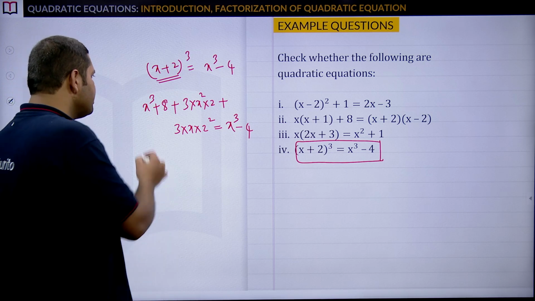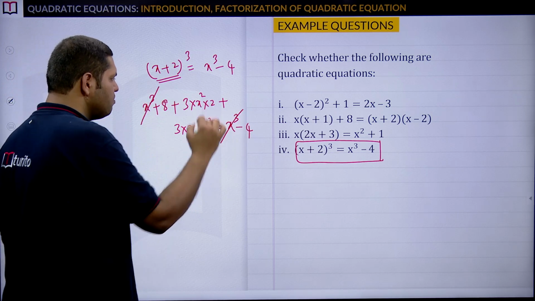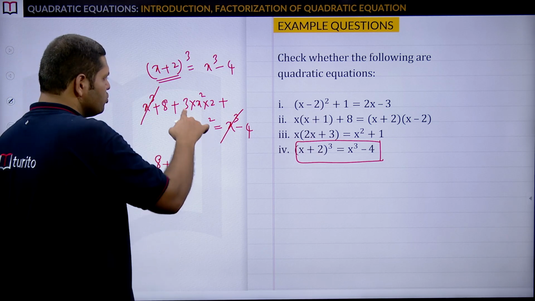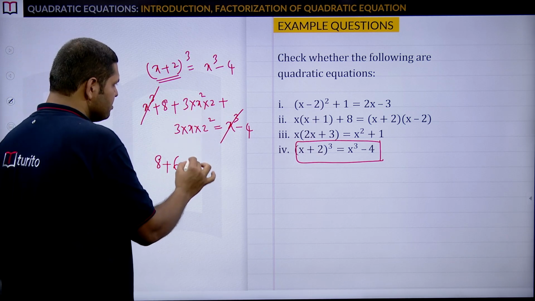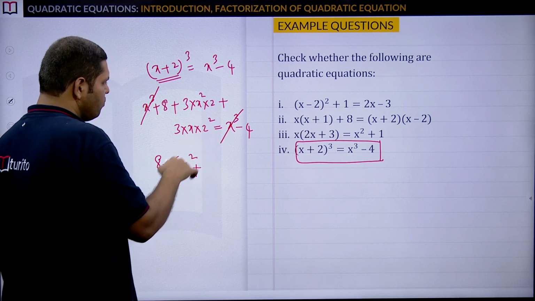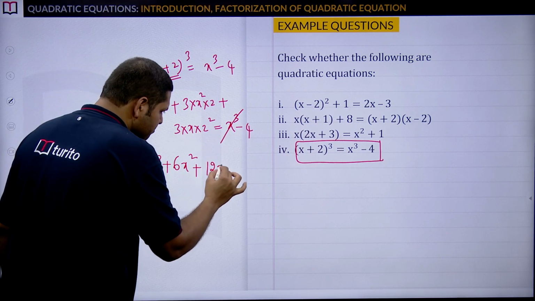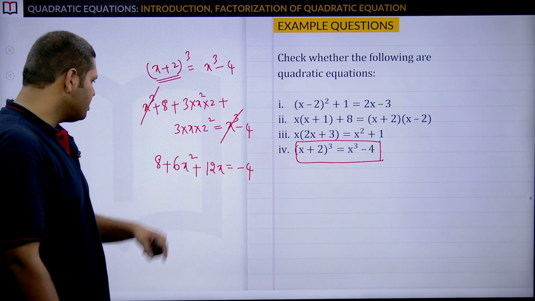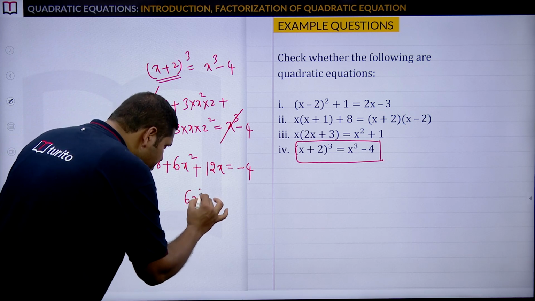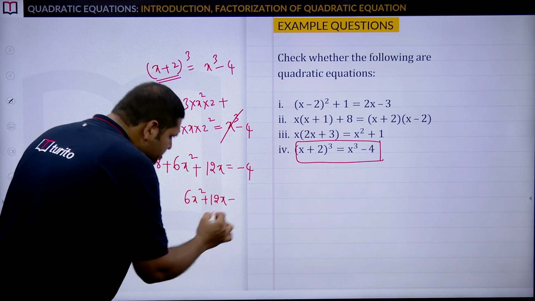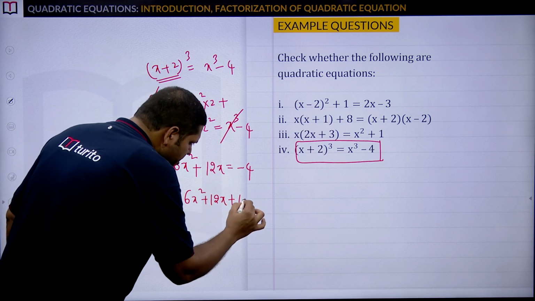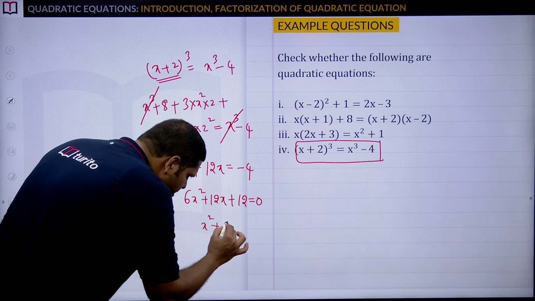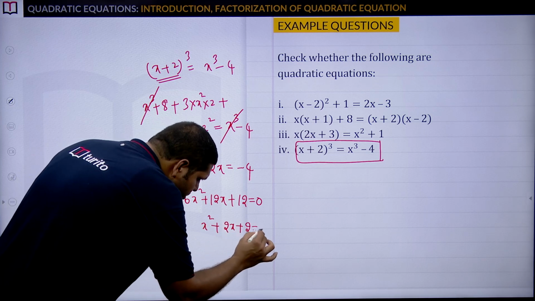Okay. Now children, I can cancel the x power 3 term on both sides. Then this is 8 plus, 3 into 2 is 6, 6x square, plus 2 square value 4 and 4 into 3, it is 12x, is equal to minus 4. Then children, bring everything to one side. So it is 6x square plus 12x plus 8 plus 4, so we can say 12, equal to 0. Children, if you take 6 common, x square plus 2x plus 2 equal to 0.